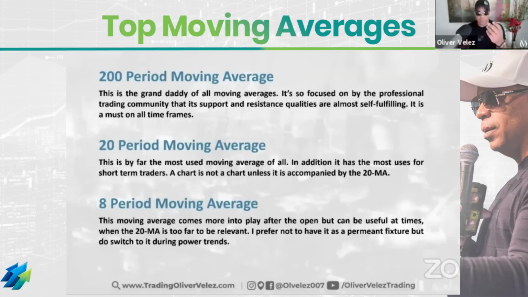And then there's the 8 period moving average. The 8 period moving average is your power trend moving average. This is when you find a play that starts to power trend, which I'll show you today. All right, it's not always applicable. I don't like to stare at the 8 period moving average universally as I do with the other two. The 20 and 200 are always on my chart. I will apply the 8 period moving average when it becomes clear that my stock has entered into a power trend. And we'll talk about that. In my opinion, it's one of the best moving averages for power trend trading.